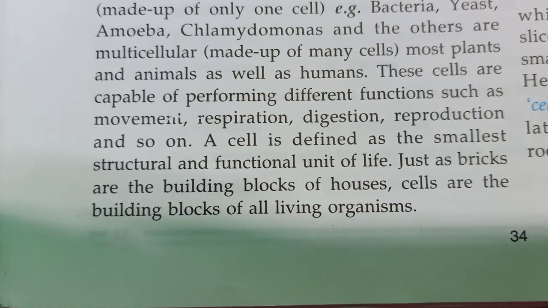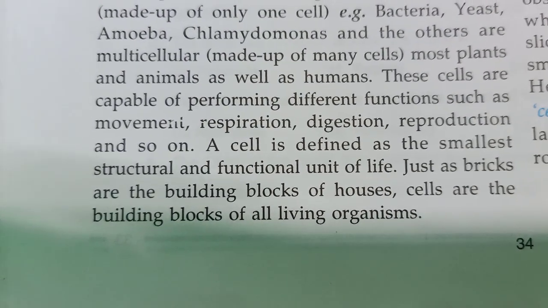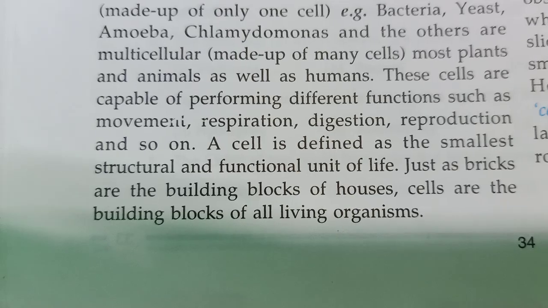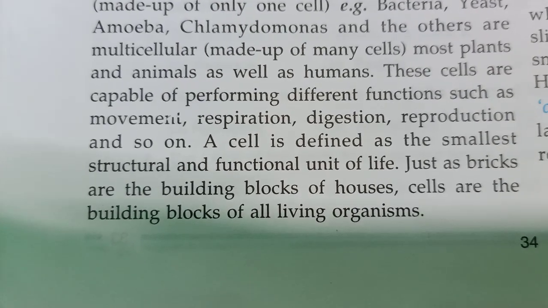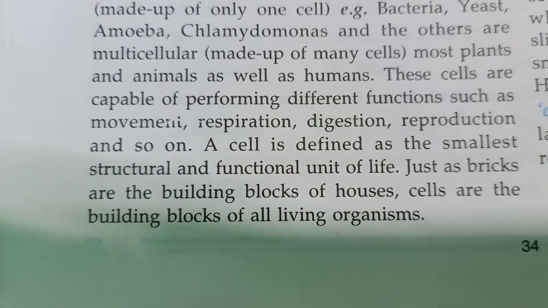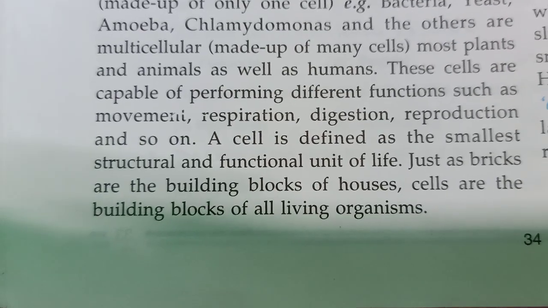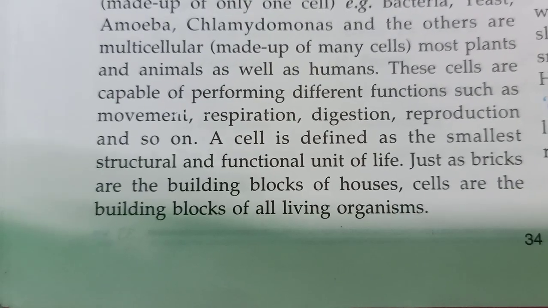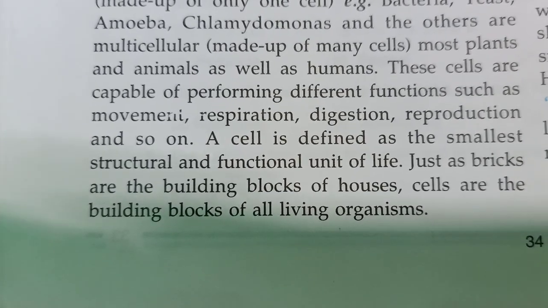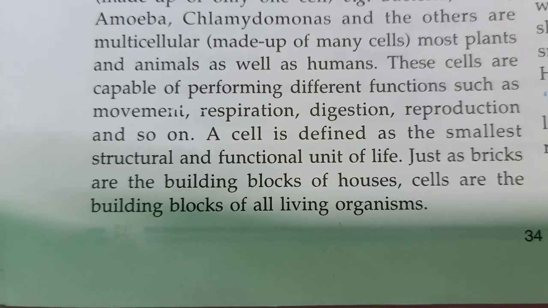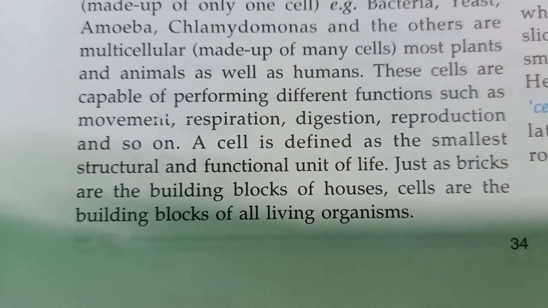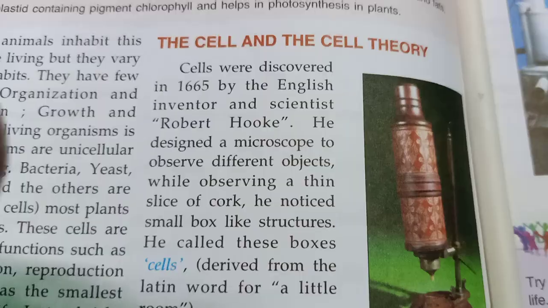Now the first thing is, what is a cell? A cell is defined as the smallest structural and functional unit of life. For example, just as bricks are the building blocks of houses, cells are the building blocks of all living organisms. Means all living organisms are made up of the combination of different types of cells in their body. So we can say that the cell is the structural as well as the functional unit of life, because our life depends on these cells only.